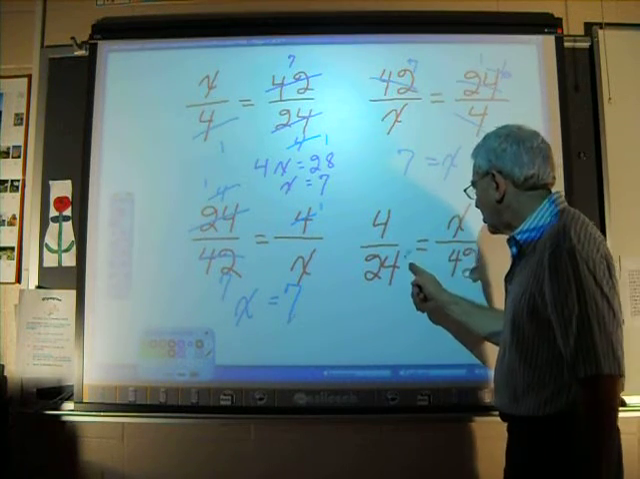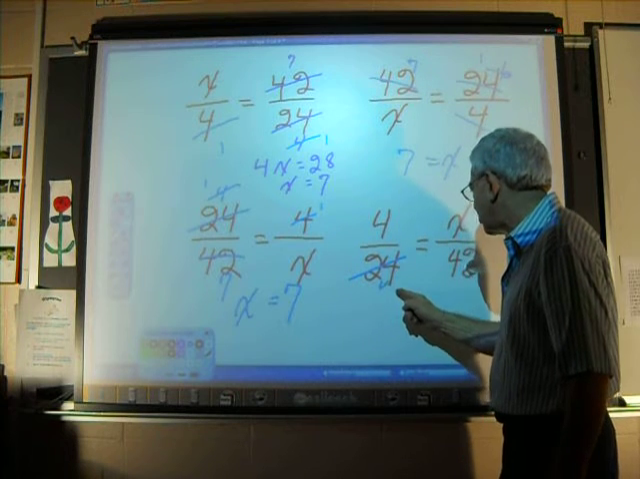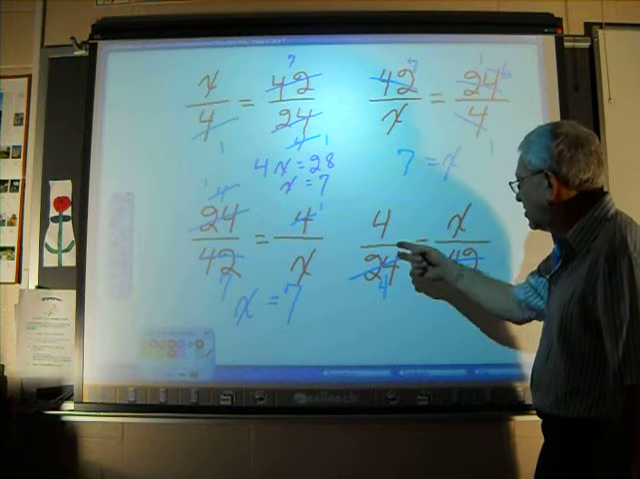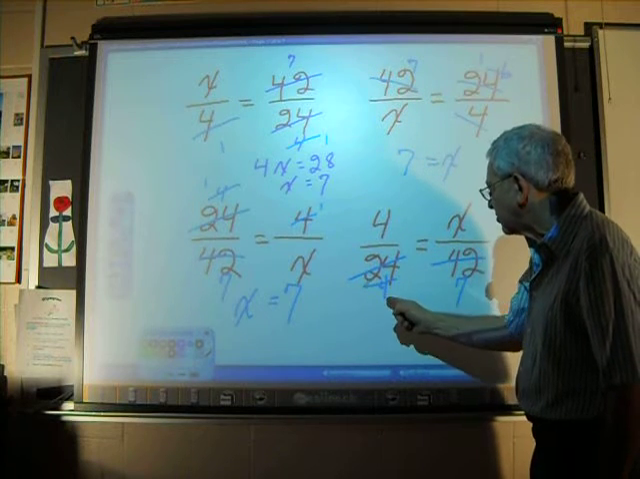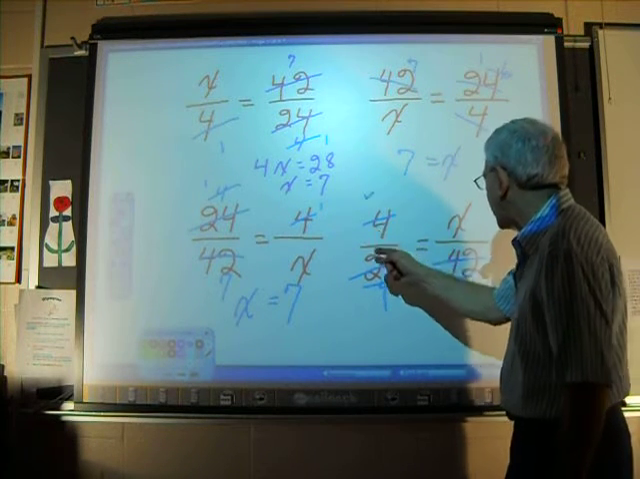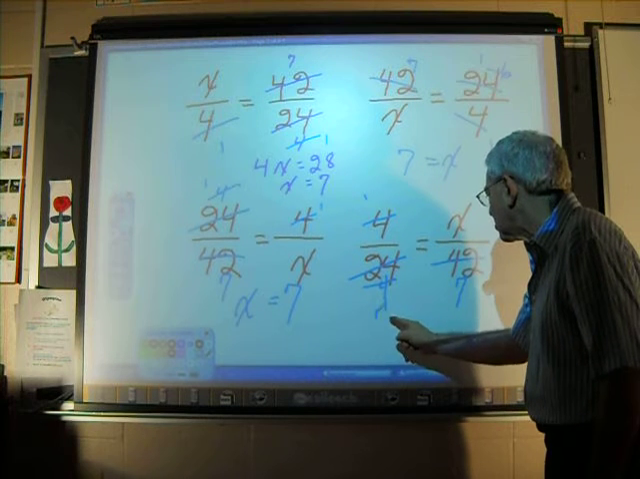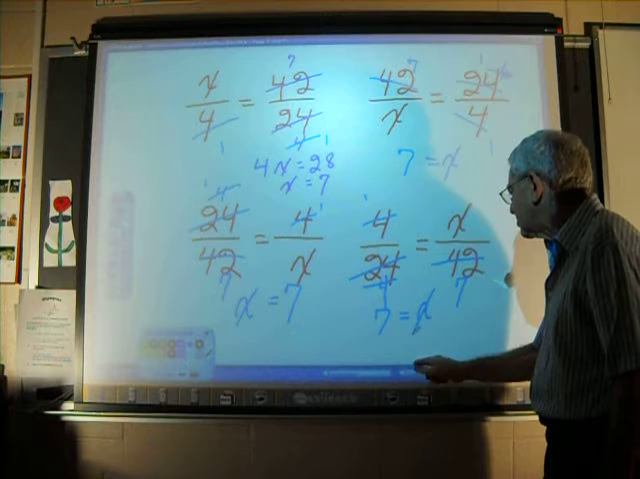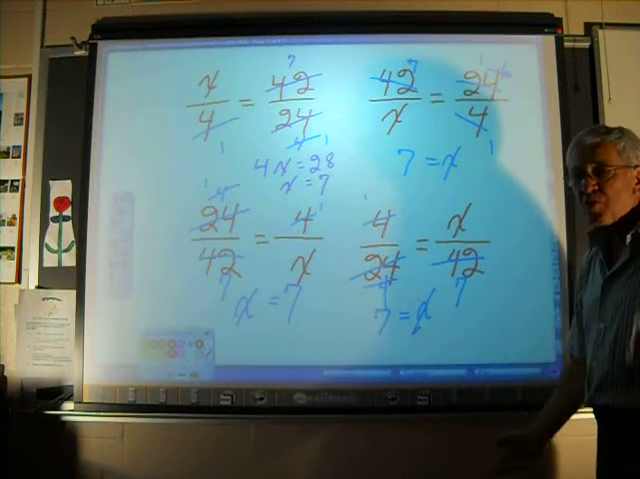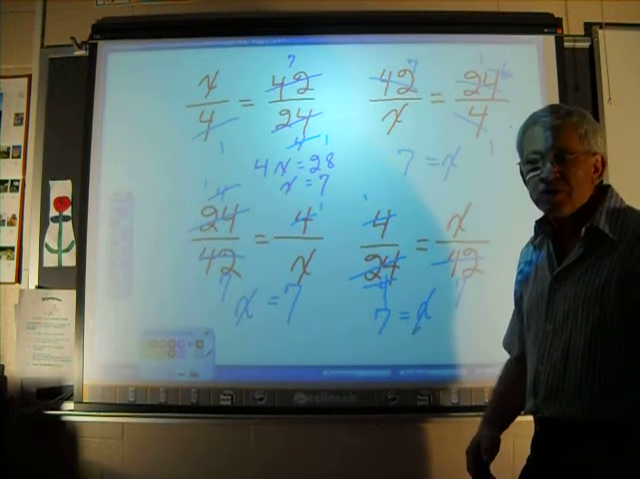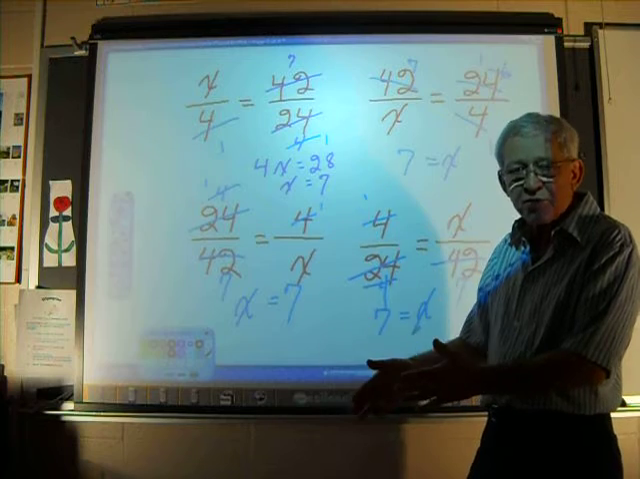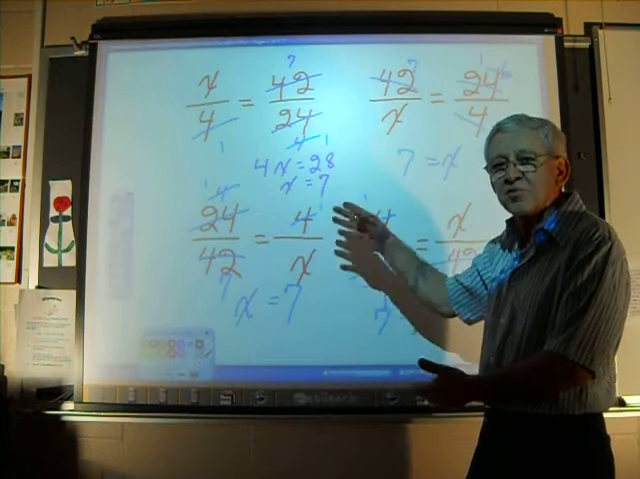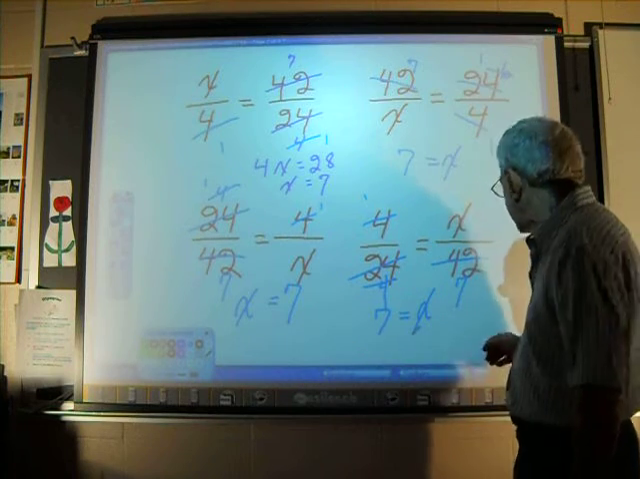So I can go 6 into 24 is 4, 6 into 42 is 7, and then I can reduce the 4/4. 4 into 4 is 1, 4 into 4 is 1. I cross multiply, I get 1 times 7 is 7, and 1 times x is x. So the secrets of proportion are that not only can you reduce these things vertically, but you can reduce them horizontally, and you cross multiply to find the answers.